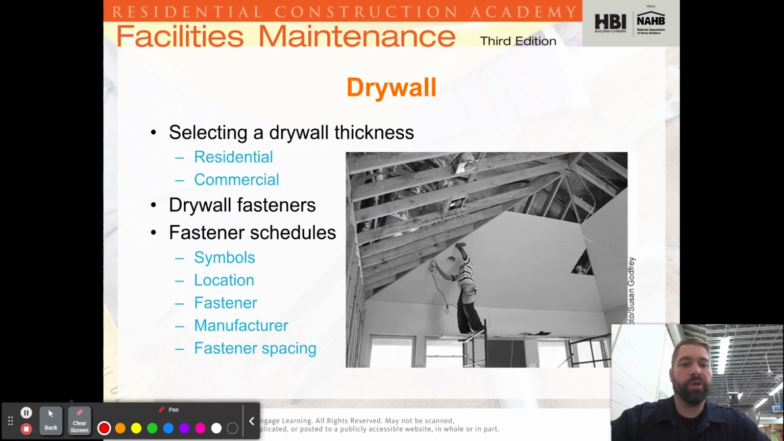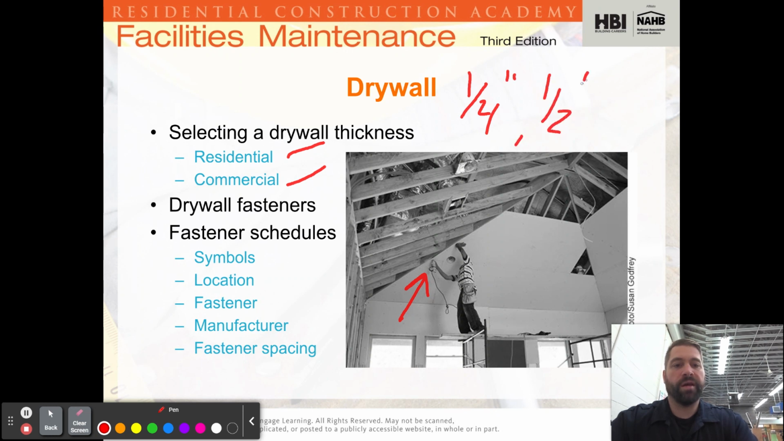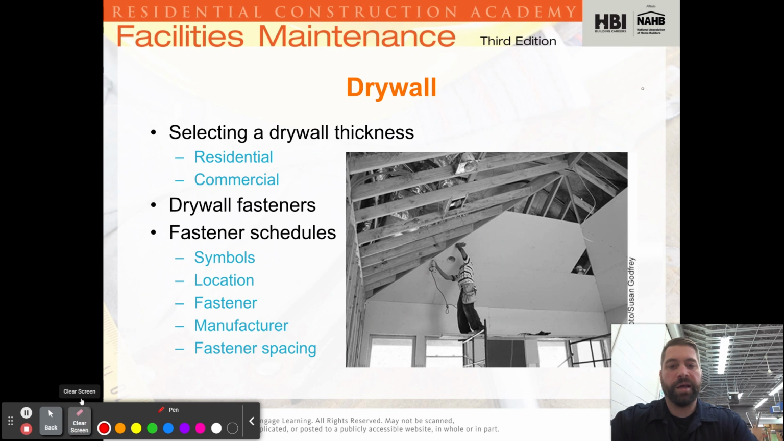So when you're installing drywall, as they are here, you can select different drywall thicknesses in residential and commercial. So you can have 1/4 inch drywall, you can have half-inch drywall, and you can have 5/8. These three by far are the most common, and you'll see these. In the lab, we're going to be using mainly half-inch drywall.